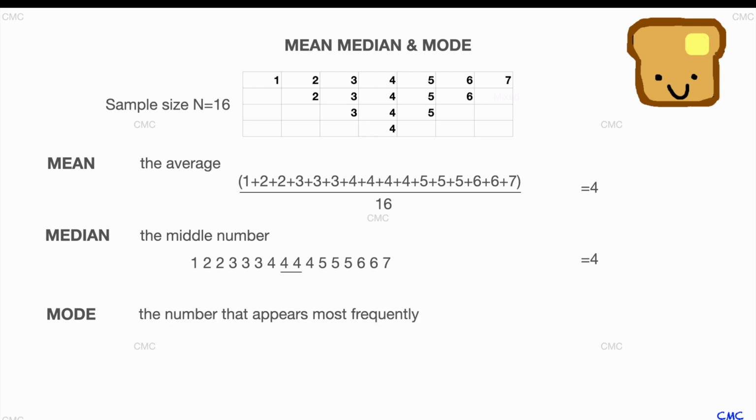Last but not least, we've got the mode, which is basically the number that appears the most times, the most frequently in our data set. If you look at this table, it's a little bit easier to see. We have number 4 appearing 4 times. All the other numbers are appearing 3 or less times. So as the most commonly appearing number in our data set, our mode is also 4.